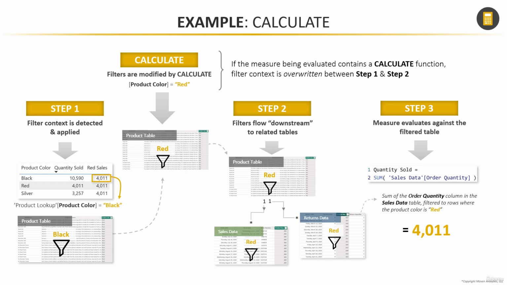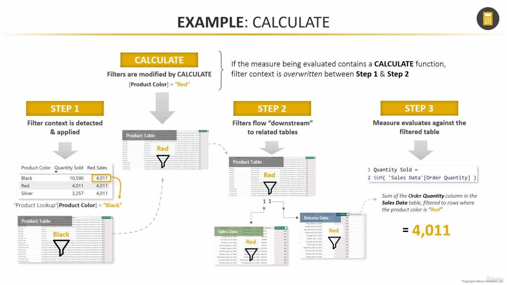So the point here is that no matter what the initial filter context was in step 1, defined by those matrix row labels, right? Black, multi, silver, etc., regardless of what that is, it's going to get overwritten with red. And then everything from step 2 onward yields the same end result of 4011. And so that's why you see these same repeating values.